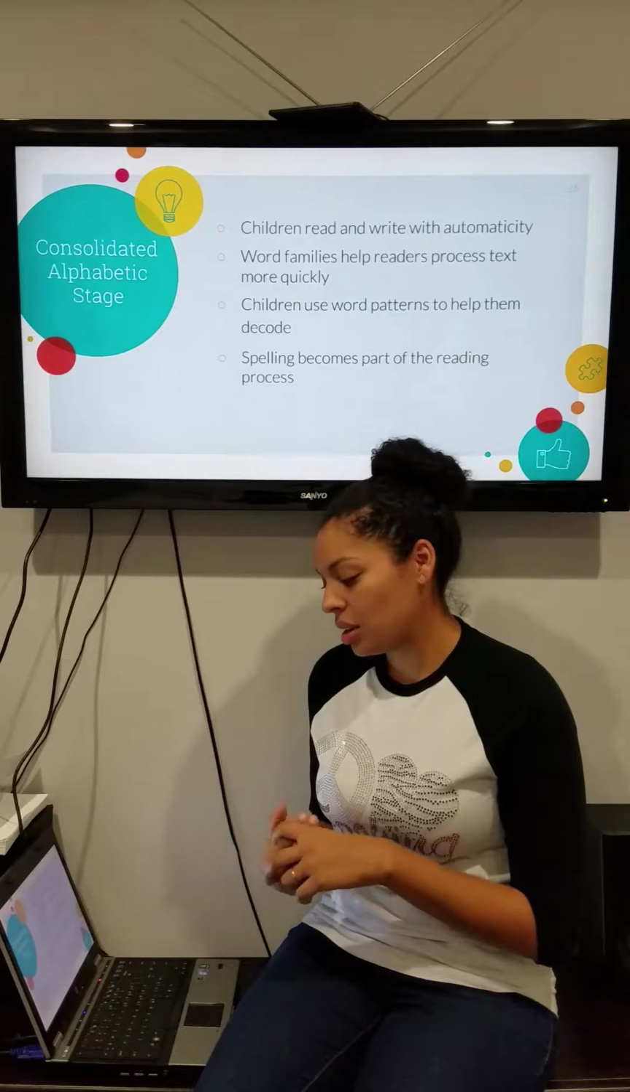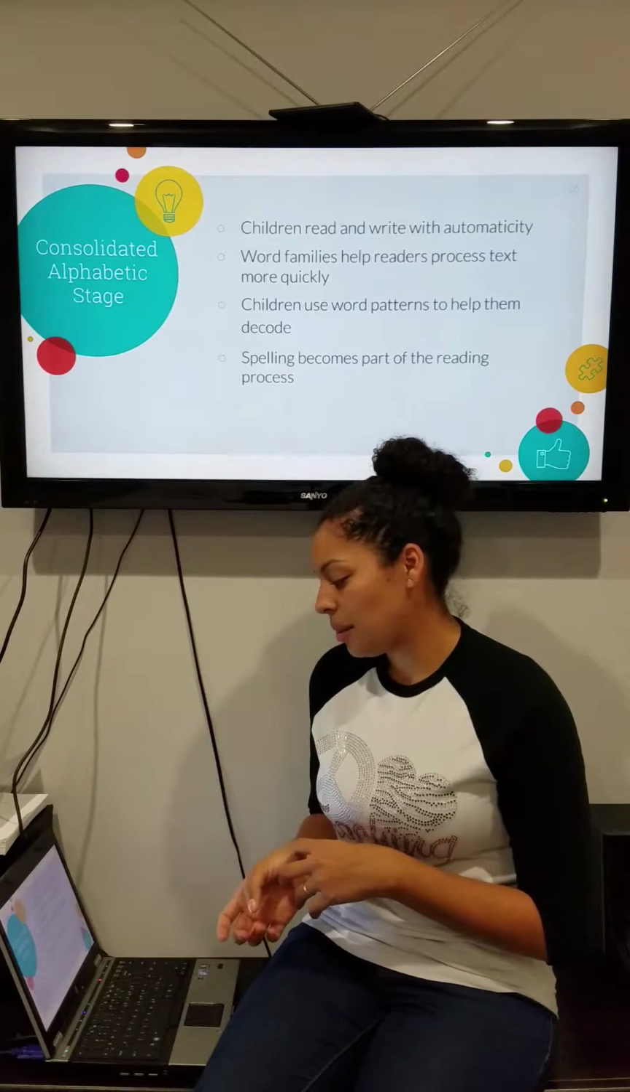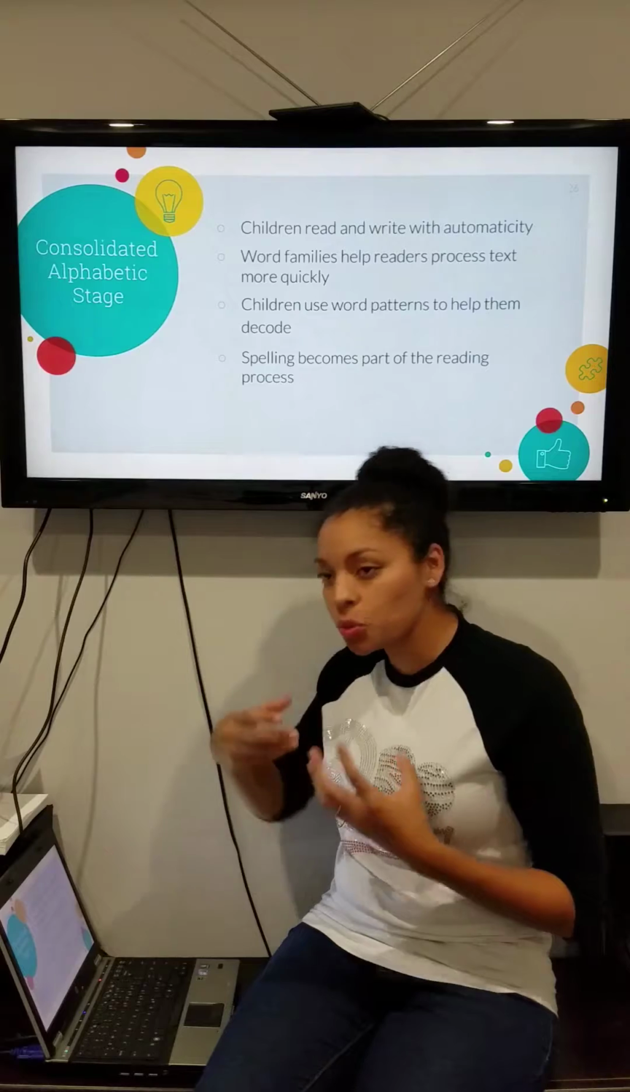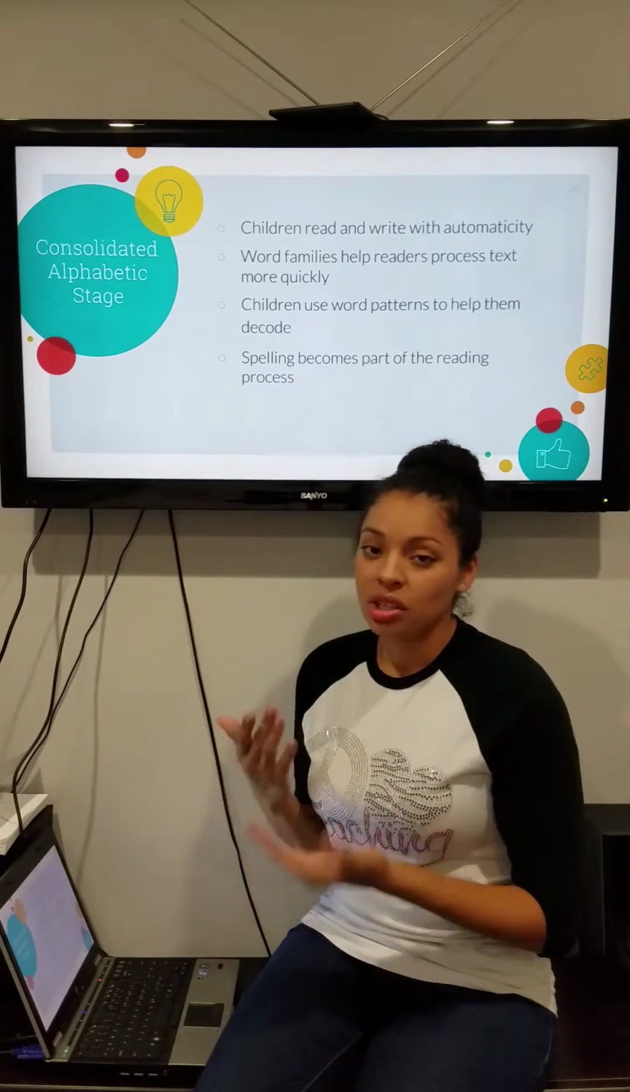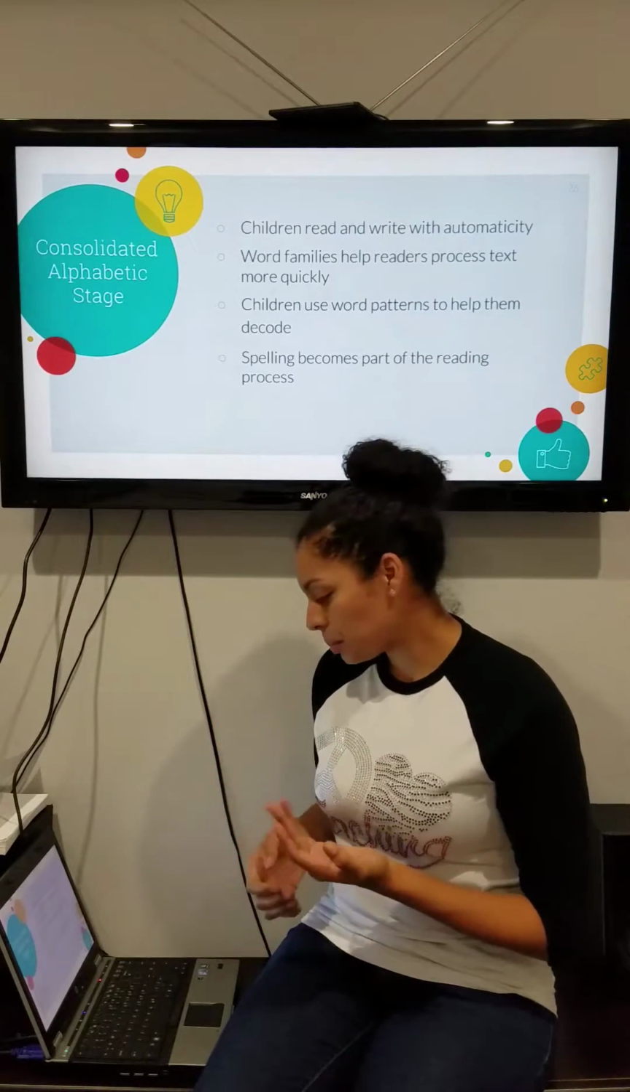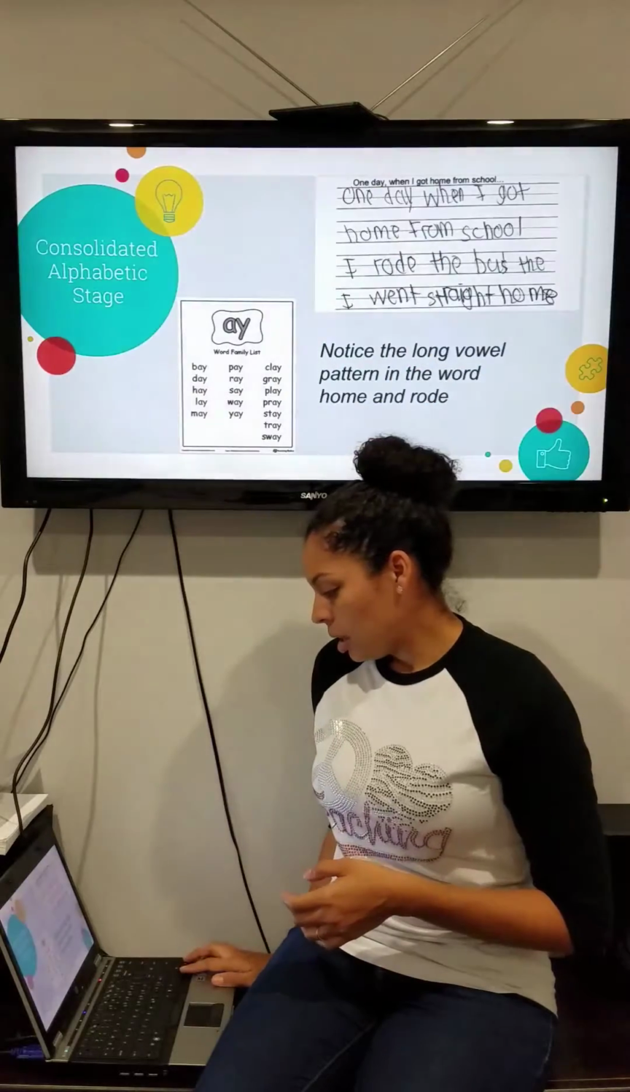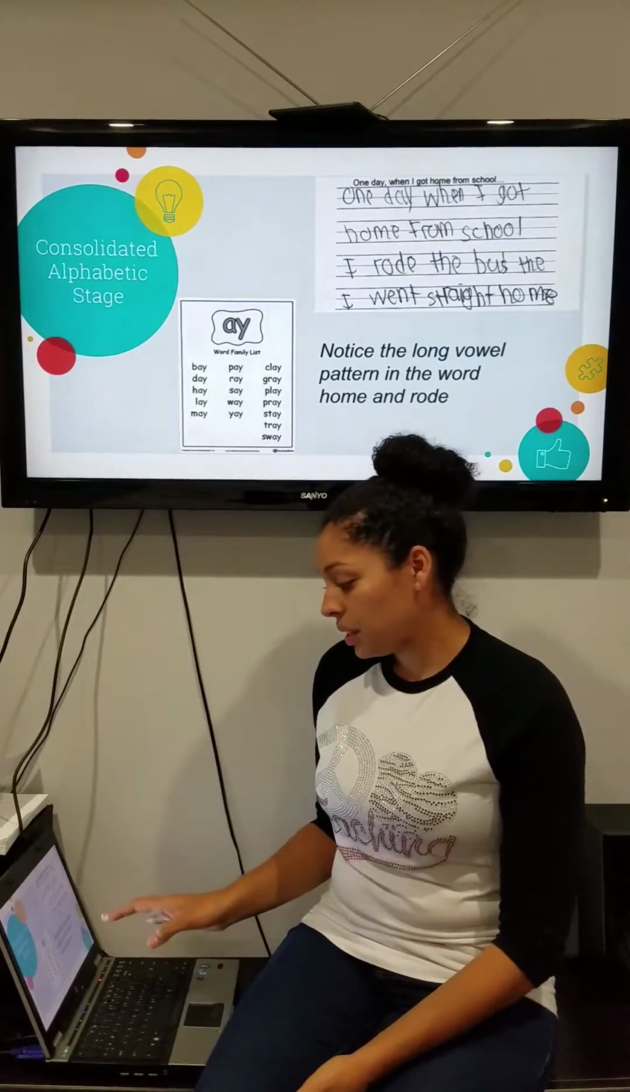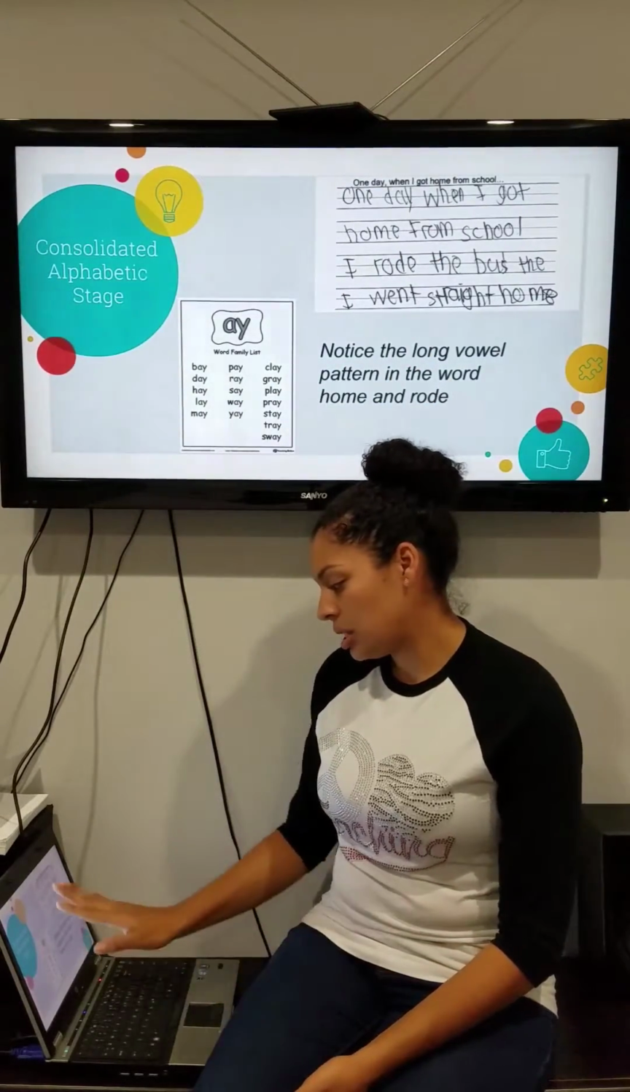So this little girl is already at this stage where she can use these patterns. She was able to spell the word bunny from the word funny. She knows that they have the same ending sounds. And so this is an example of the consolidated alphabetic stage, and you can see it here.